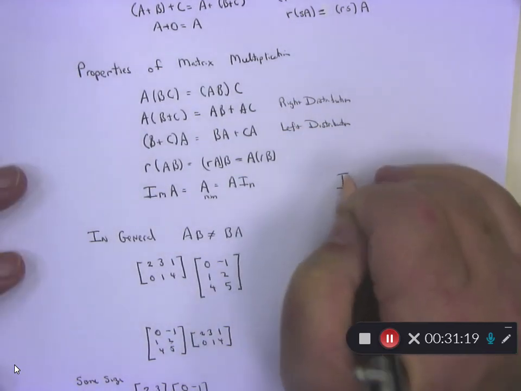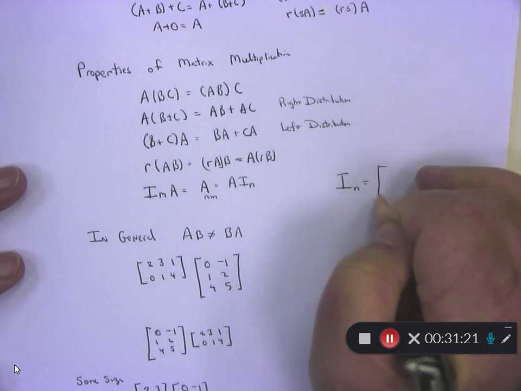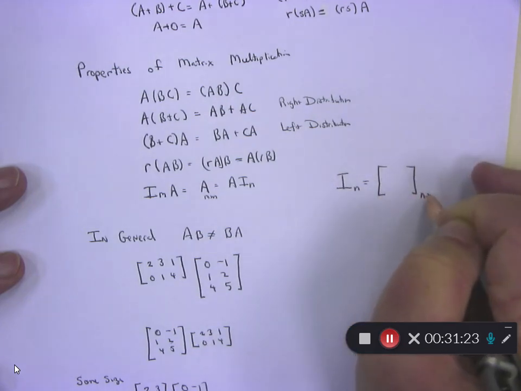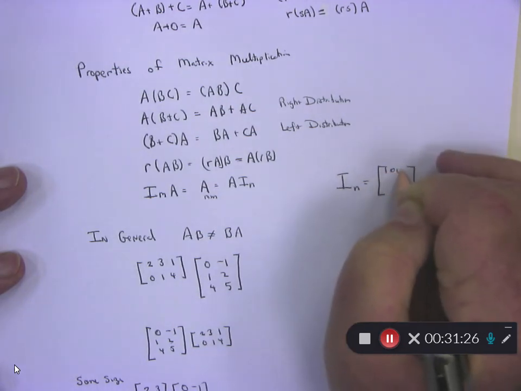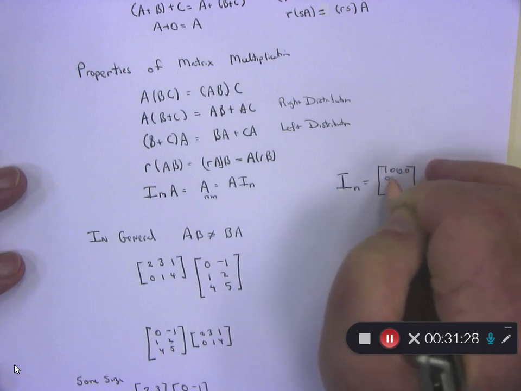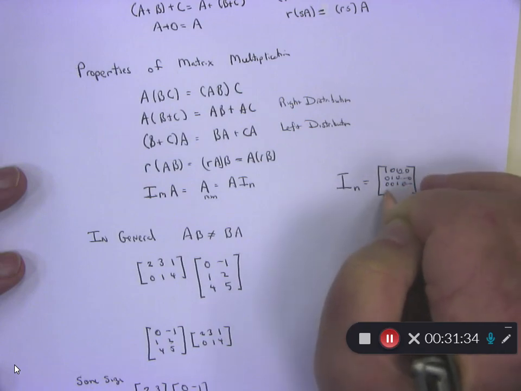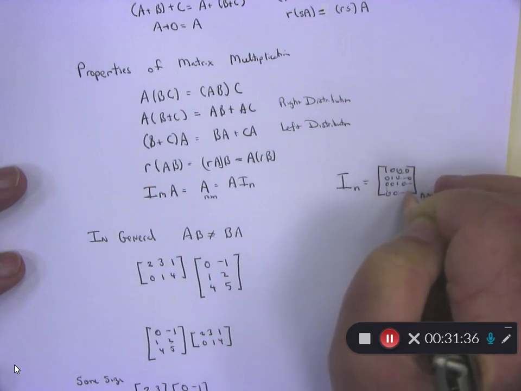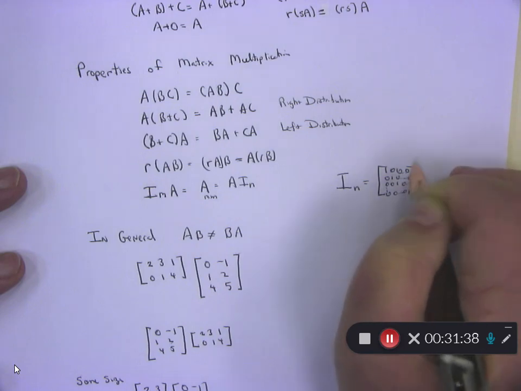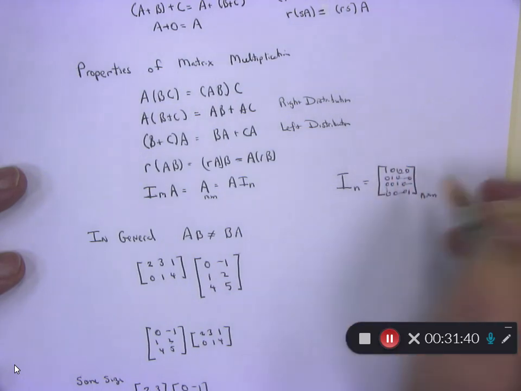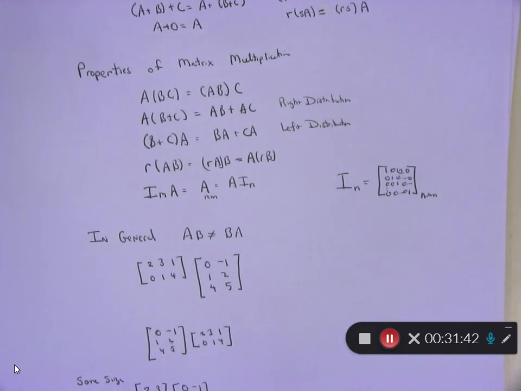So if I just do I_N, this would be an n by n matrix with 1, 0, 0, 0, dot, dot, dot, 0, 1, 0, dot, dot, dot, 0, 0, 1, 0, dot. And you get all the way down to 0, 0, dot, dot, dot, 1 right there. So you get ones on the diagonal and zeros off the diagonal. This is your identity matrix, and it's square, so the rows match up to columns. This is the matrix you multiply by to get the other matrix back again.